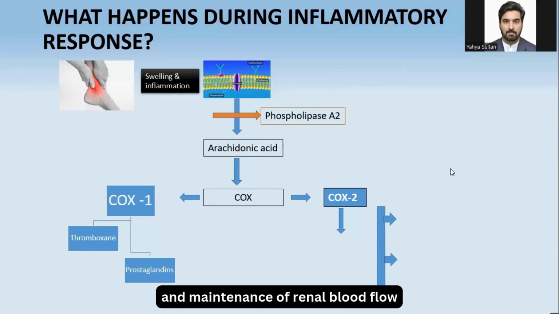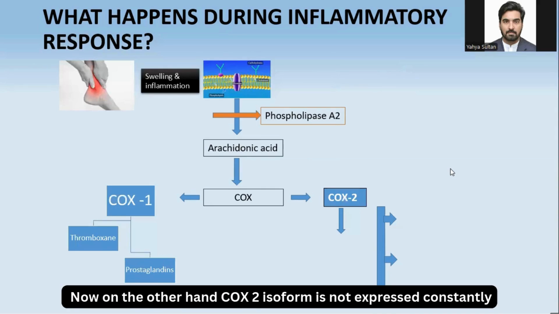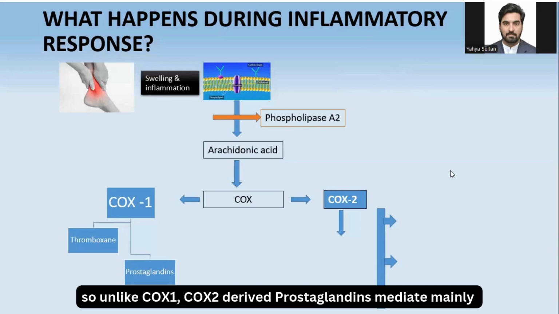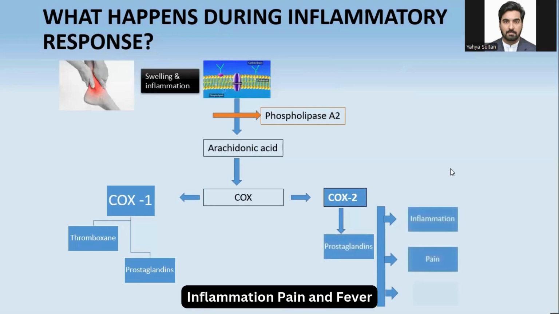of renal blood flow. Now, on the other hand, COX-2 isoform is not expressed constantly in most tissues, but instead, it is induced at site of inflammation. So unlike COX-1, COX-2 derived prostaglandins mediate mainly inflammation, pain, and fever.